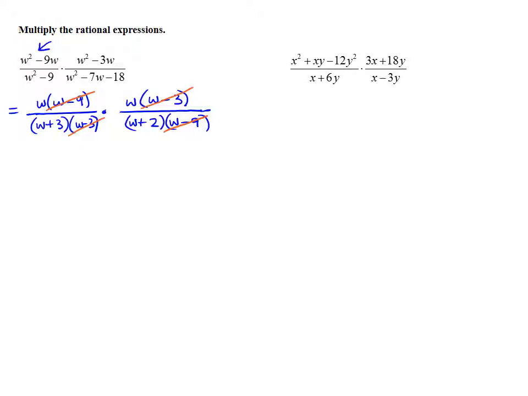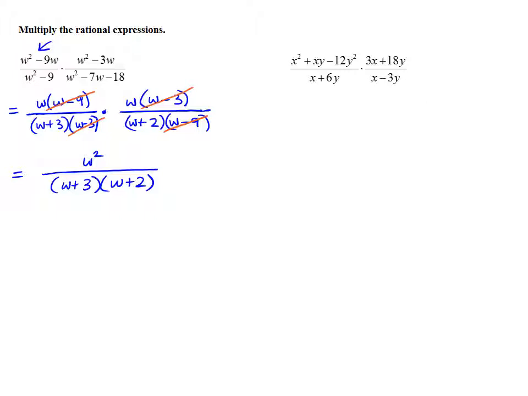It's tempting to cancel those w's that are in the numerator, but they're both in the numerator. Don't do it. You can only cancel numerator to denominator, not numerator to numerator. So when we look at what's left, multiplying straight across, we have w times w, or w squared, and in the denominator we have w plus 3 times w plus 2.